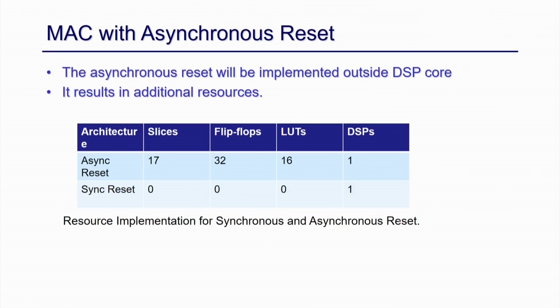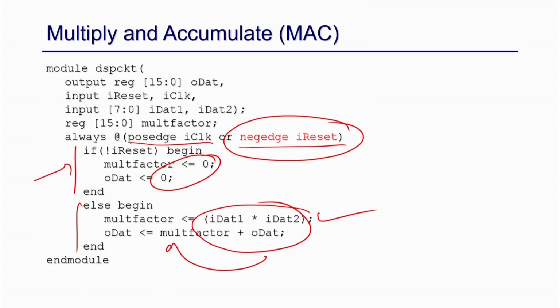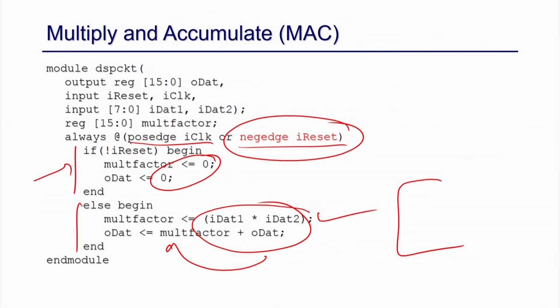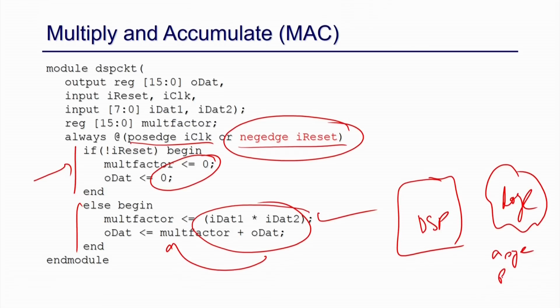And that will actually create a problem, because this is your DSP. So, the multiplier will go to the DSP, and then there is some logic to handle the async reset.